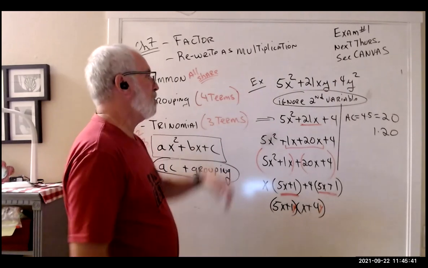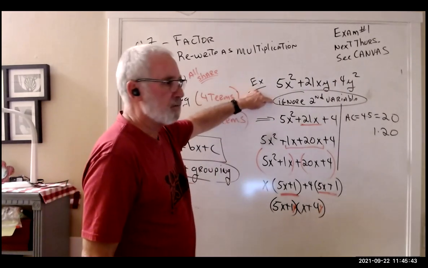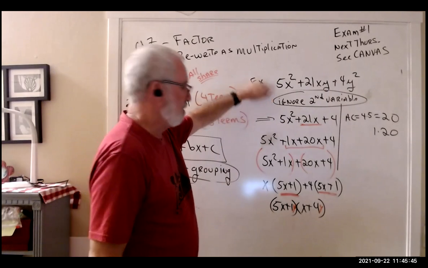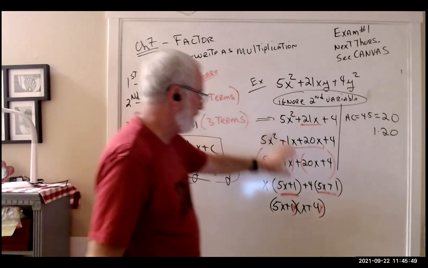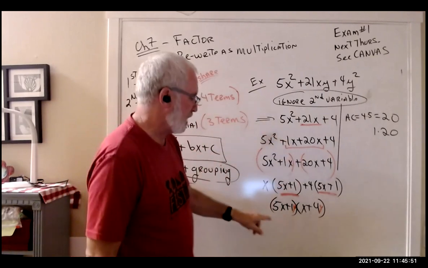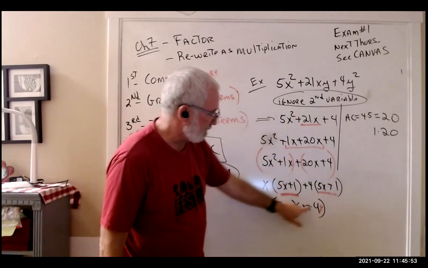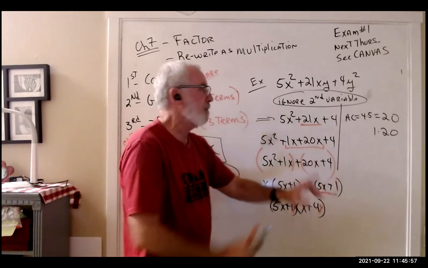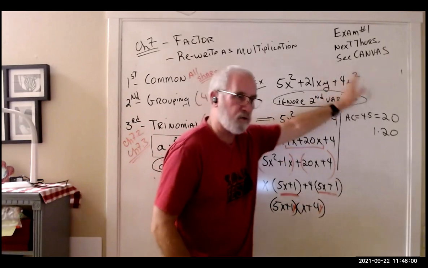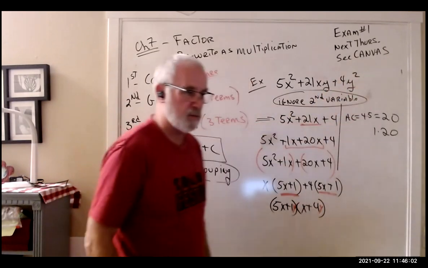So what did I do? Ignore the second variable. Do the problem as if there was one variable, AC plus grouping, but at the very last step, sneak in the missing y. And you always put it at the back end because that's where y was. Y squared was at the back end of your trinomial.